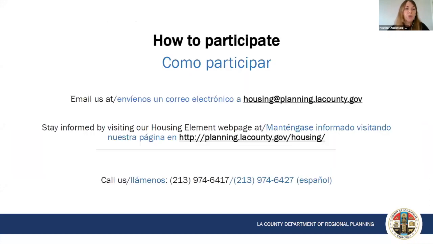So now I will present the story map we created and walk you through the draft rezoning in East LA. I'm going to stop sharing this, and I'm going to start sharing. Okay.